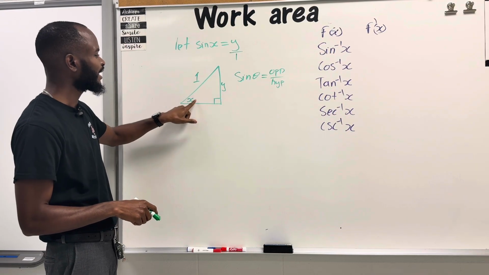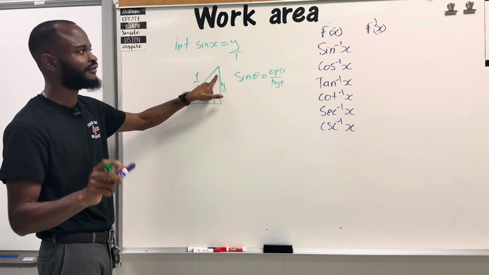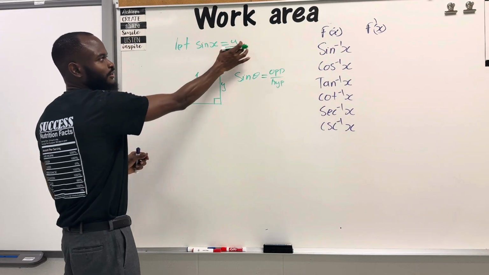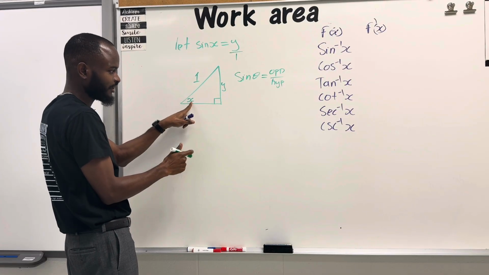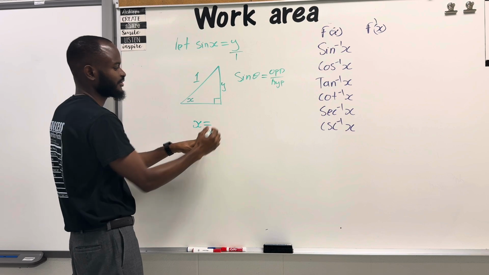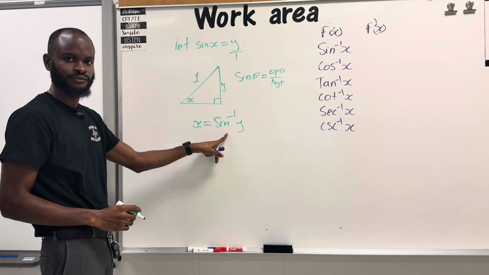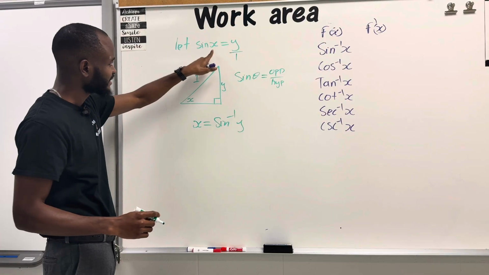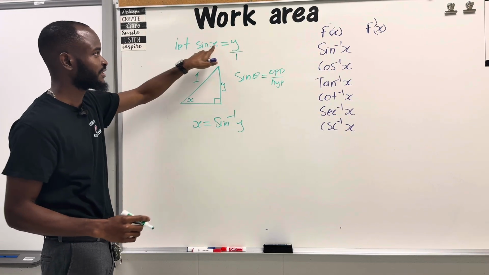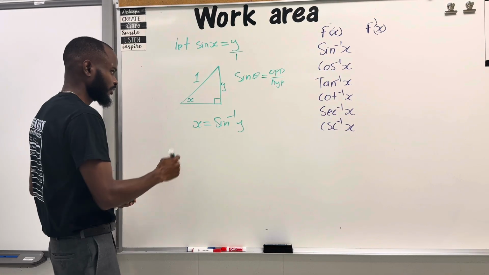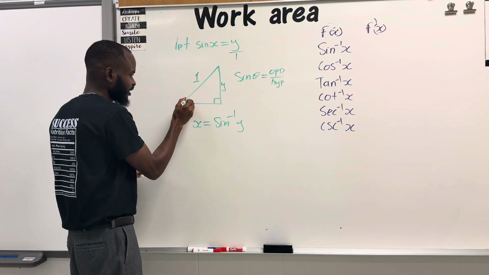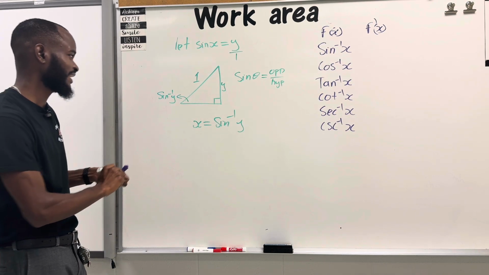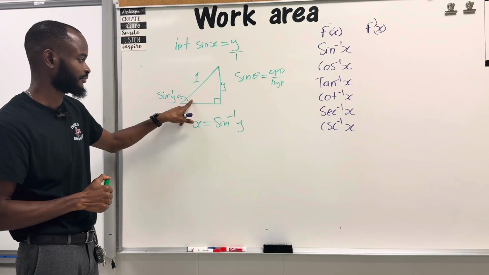Now, I want to write these angles right here in terms of the inverse trigonometric functions. And this is how easy we could do that. If sine of x is equal to y, then x, which is what we have here, is equal to the sine inverse of y, right? Because if sine of the angle is equal to y, then the inverse sine of y is equal to the angle. So we could replace x here with sine inverse of y, because sine inverse of whatever y is will give you that angle x right here.